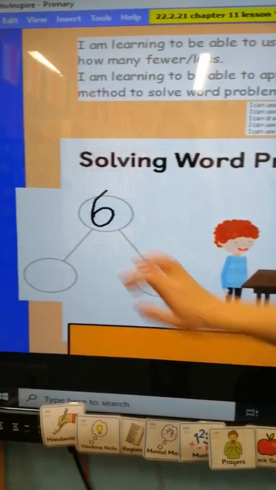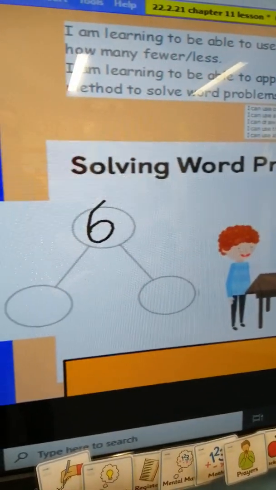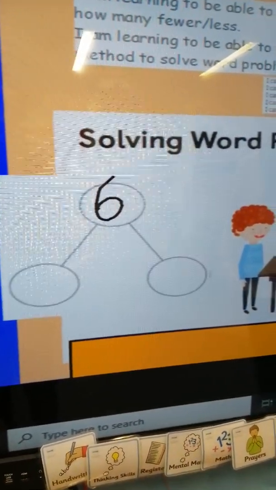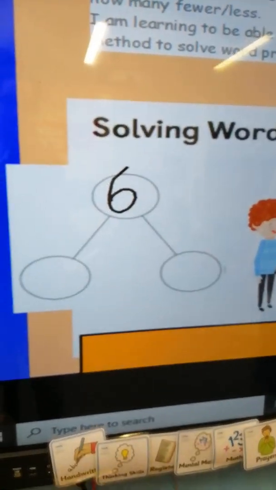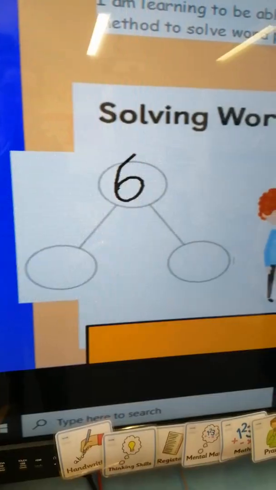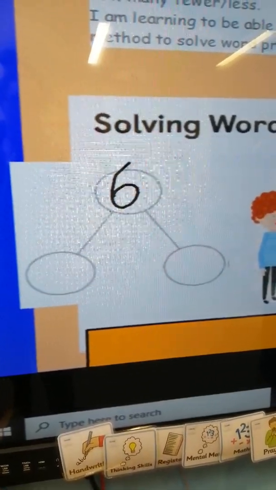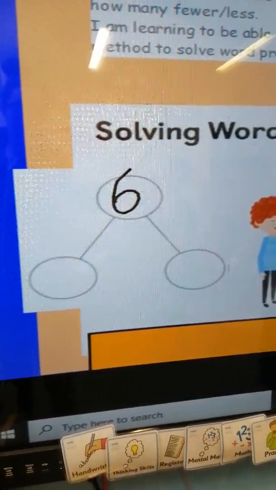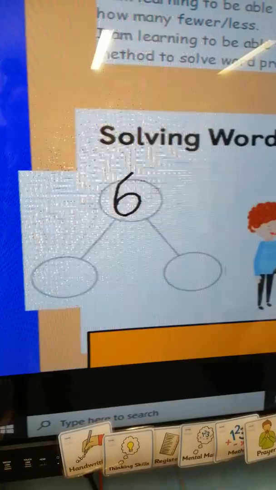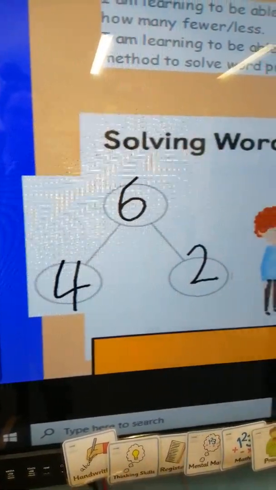If I had 6 as my whole number, what could I have as 2 parts? If this 6 represents the whole number, what could I break that into? What could I partition the 6 into? Absolutely. We could have 1 and 5. We could have 2 and 4. We could have double 3. Any of those possibilities. So it could be 4 and 2, could be one of the possibilities.